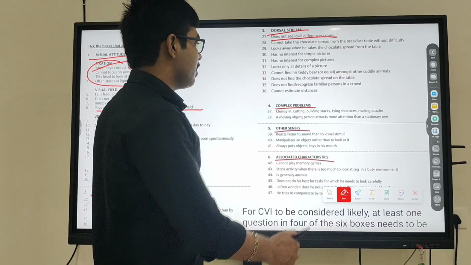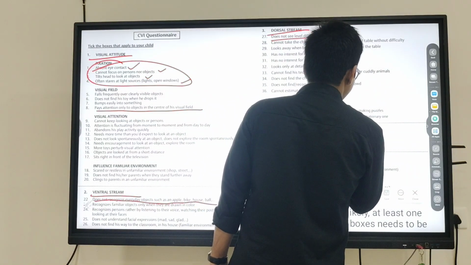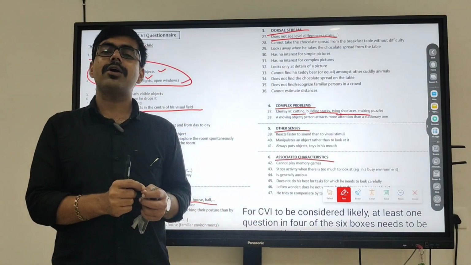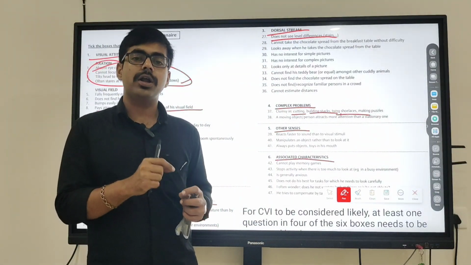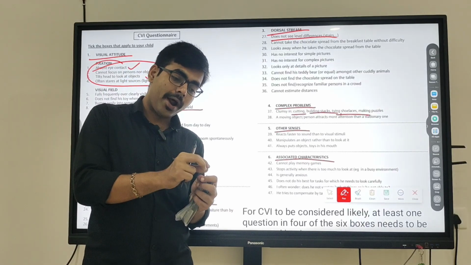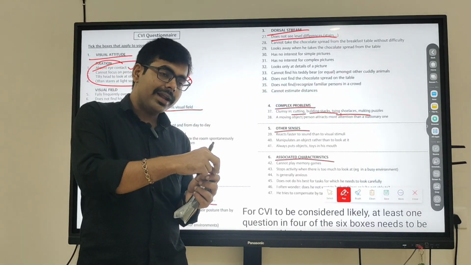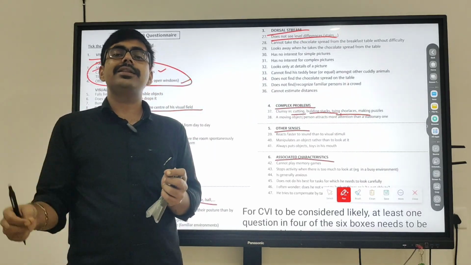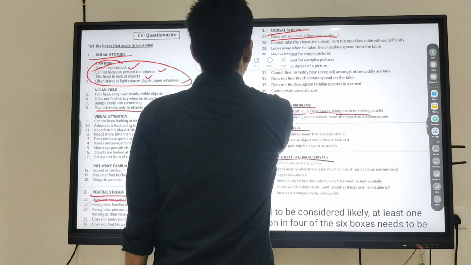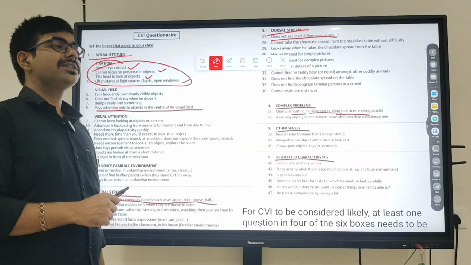In case of complex problems, the child has problems with cutting, building blocks, tying shoelaces. Whenever the child is tying shoelaces, we have to understand that multiple processes are going on. How their fine motor coordination is going, then they have to identify the gap between the objects, then again they have to maintain their attention, then they can put it in a different hole. So these are the things we have to ask the parent to check whether the child has cerebral visual impairment.